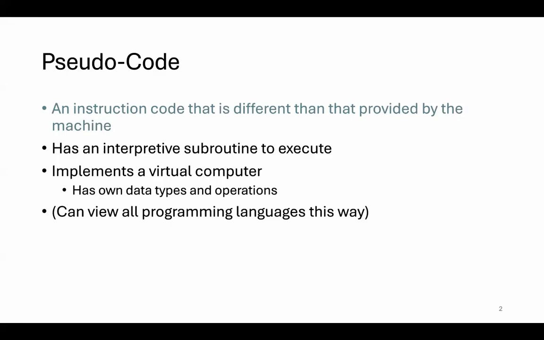So the pseudocode, as I said, is an instruction code, and it has an interpretive subroutine to execute. It's like implementing a virtual computer. It has its own data types and operations, and it runs on top of machine language. So you have the machine language, which is what was usually used by the programmers. It runs on top of that to provide this virtual computer or virtual layer that makes things much easier for the programmers. You can also view all programming languages as more like a virtual computer, providing a high level way of dealing with the computer without having to deal with the machine language.